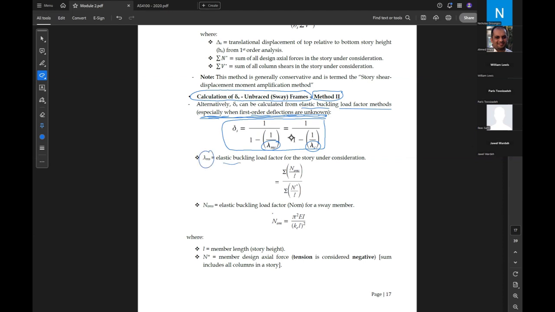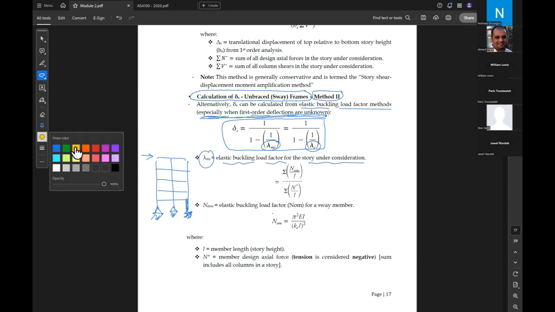Lambda ms is the elastic buckling load factor for the story under consideration. So for example, if we have a multiple story frame and this frame is subjected to sway, so this frame will sway, for example, like that. So this is our sway. It depends on which story you are calculating or designing.